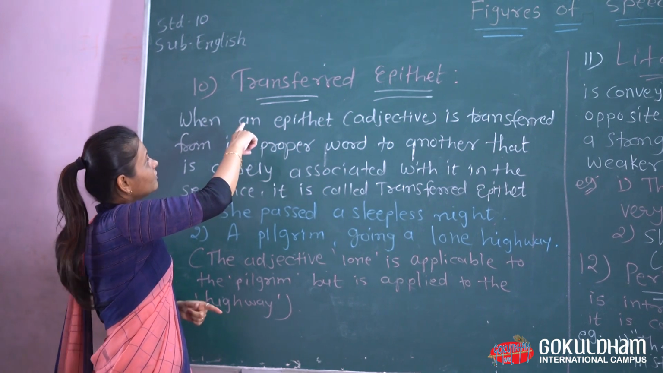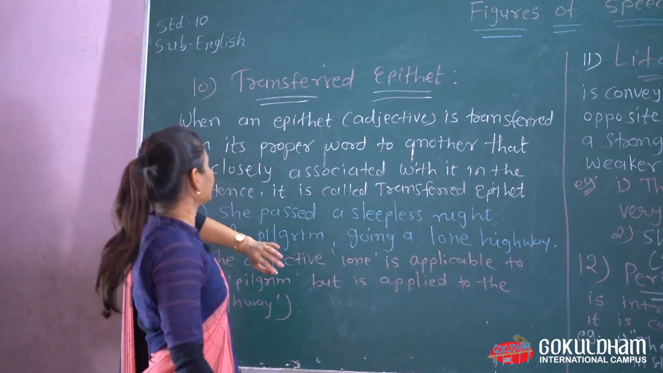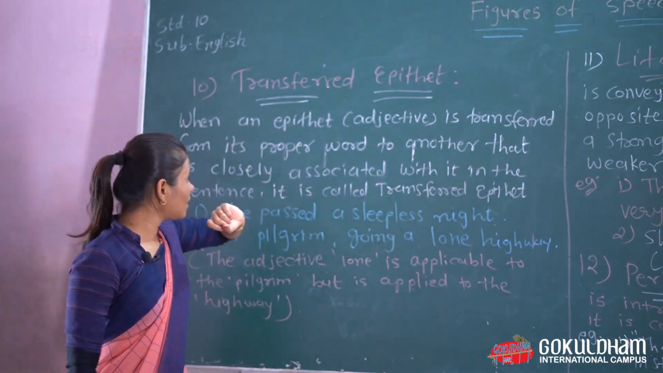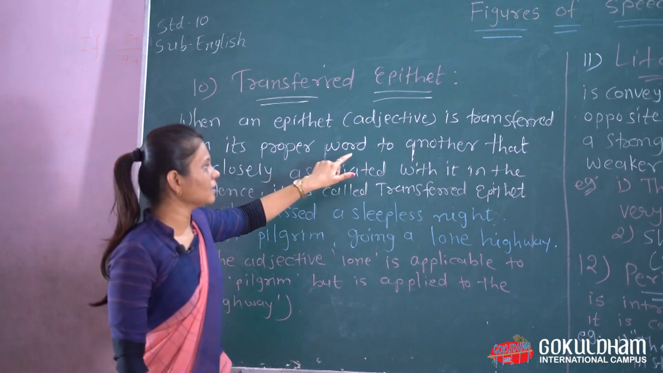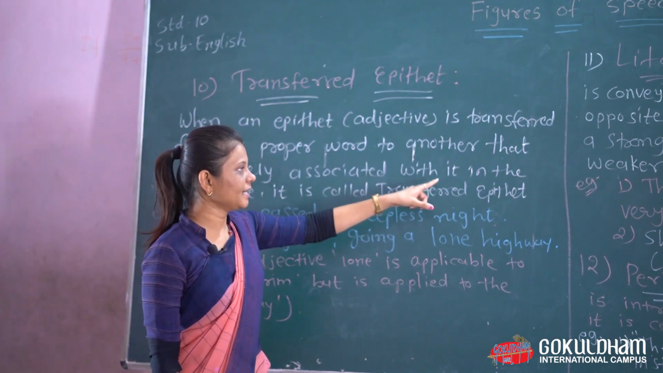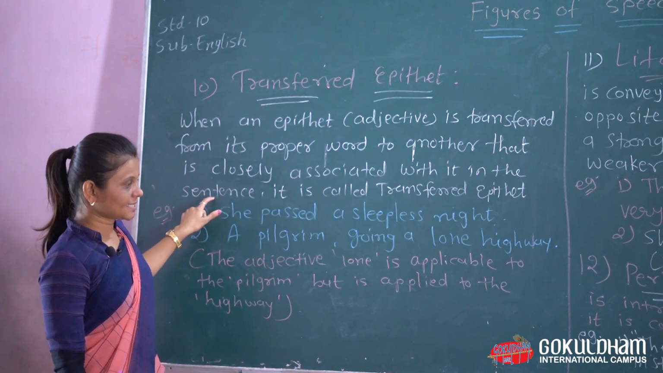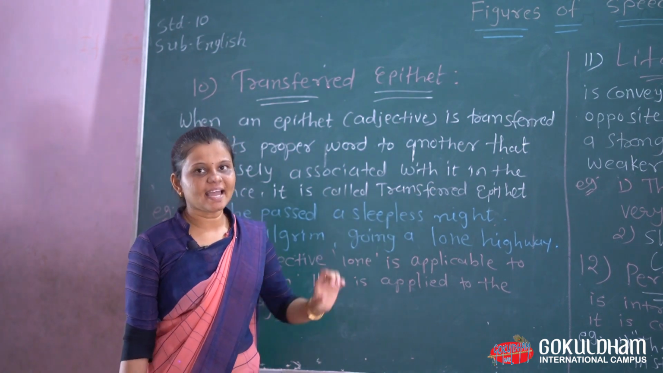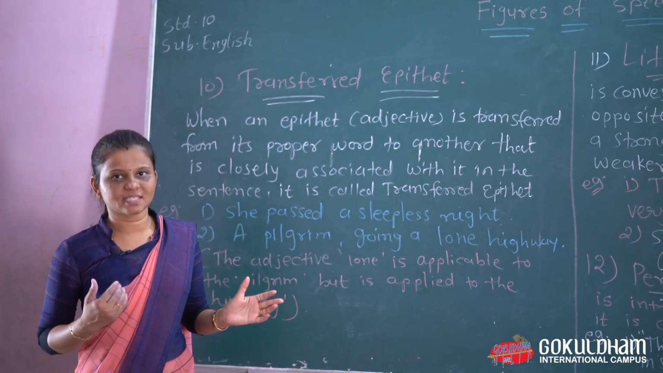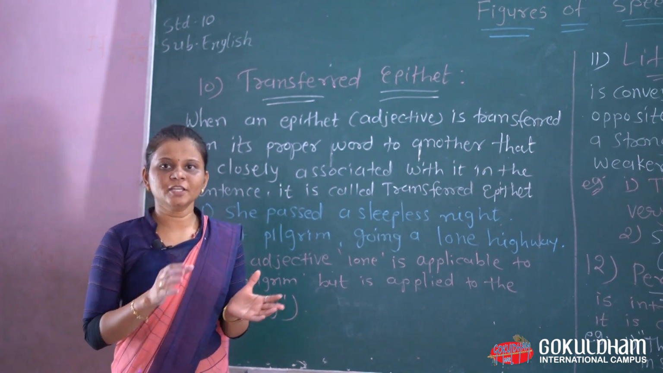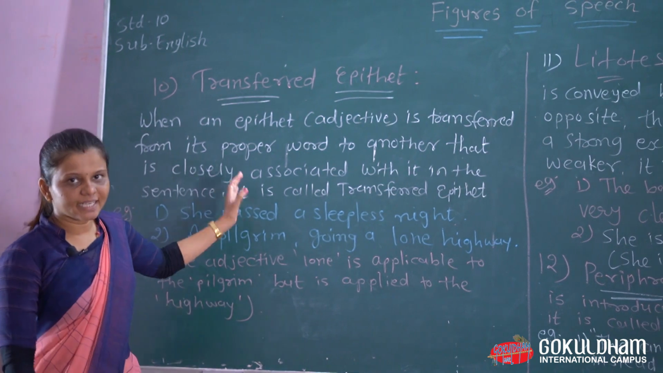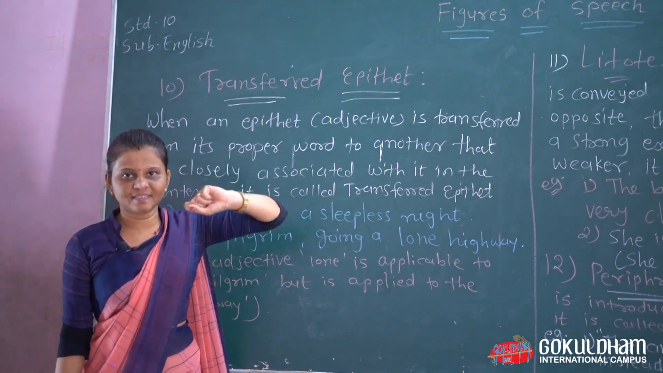Next, the figure transferred epithet. When an epithet, which means here adjective, is transferred from its proper word to another that is closely associated with it in the sentence, it is called transferred epithet. Epithet means adjective, and transfer means you can change its place from its proper place, or you can use it in another place instead of its proper place. At that time we can say it is transferred epithet.